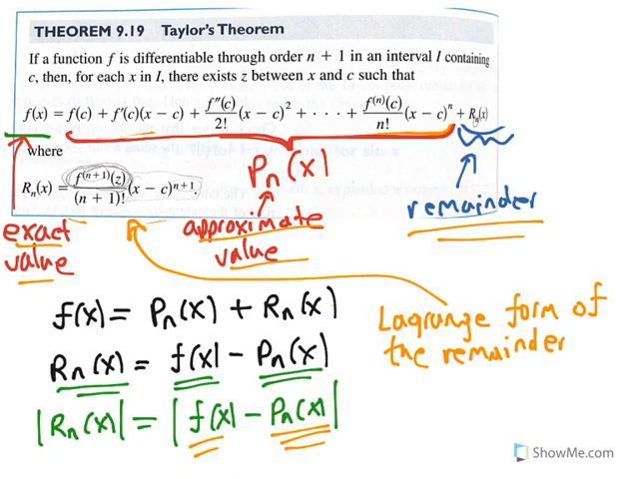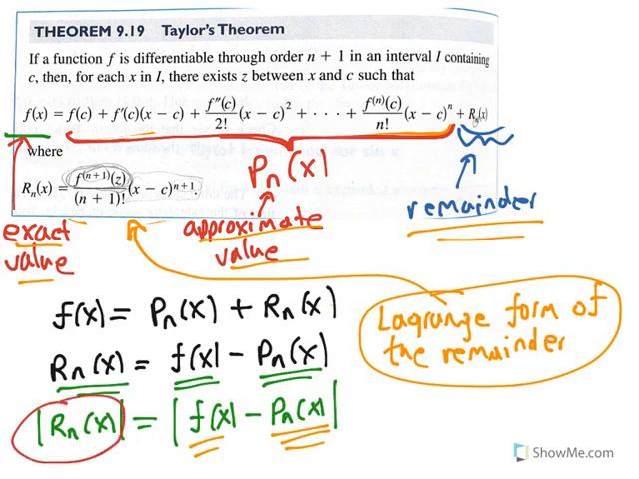So what we want to do is use the Lagrange form of the remainder to have an idea of how close our approximation is to the exact value of the function evaluated at x. In other words, we want to know if we can put an upper bound on this error. What is the largest this error could be in a particular problem?